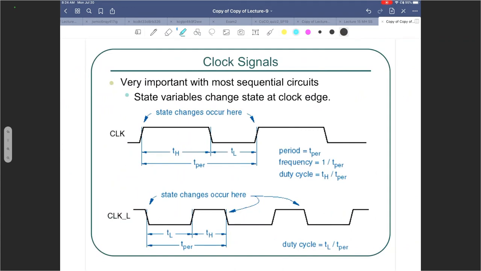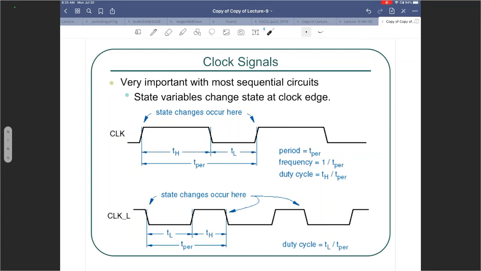Some more things about the clock signals. As you can see, it is dictating when the output can change. So it is very important in most sequential circuits, because unless you change the clock from one level to the other level, until that transition happens from low to high or high to low, the output will not be able to change. So if you want to make certain changes in the output, you will have to use that clock edge as your enable, as your triggering event.